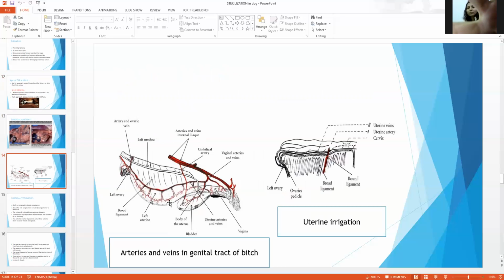These are some of the arterial and venous supply of this uterus. This is the umbilical artery, and the main arteries are the uterine artery and this ovarian artery, which we have to ligate perfectly. Otherwise, chances of bleeding will be there.